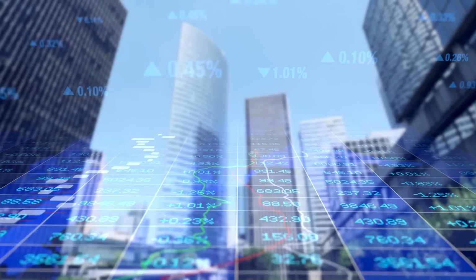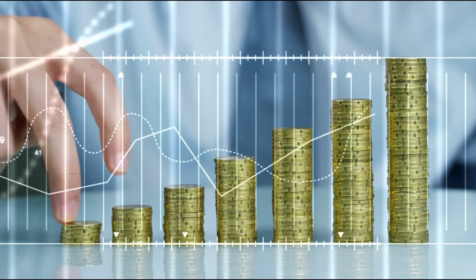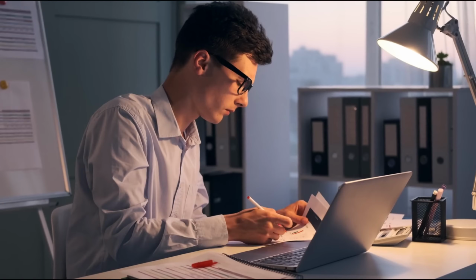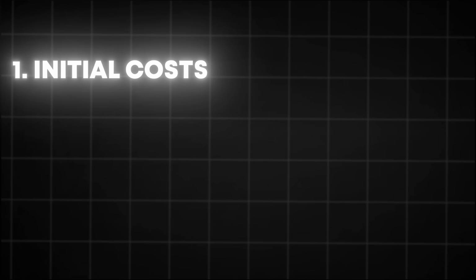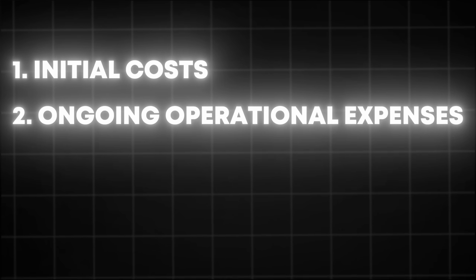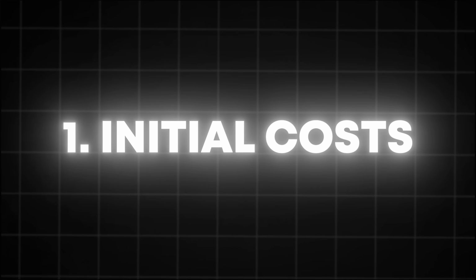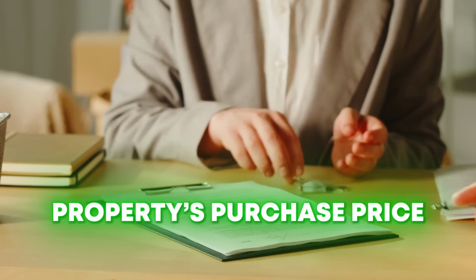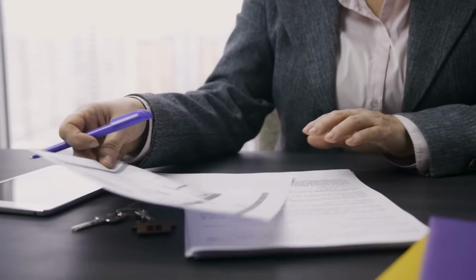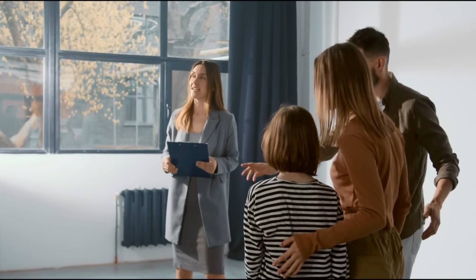When considering an investment aimed at the rental market, it's crucial to comprehensively account for various costs throughout the investment life cycle. These can be categorized into 3 main groups: initial costs, ongoing operational expenses, and final sale costs. Initial costs. Initial costs encompass more than just the property's purchase price. It's vital to include all expenses incurred before the property is ready for tenants.